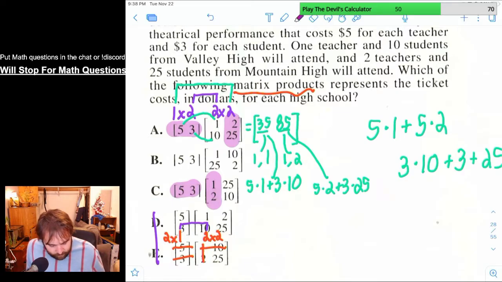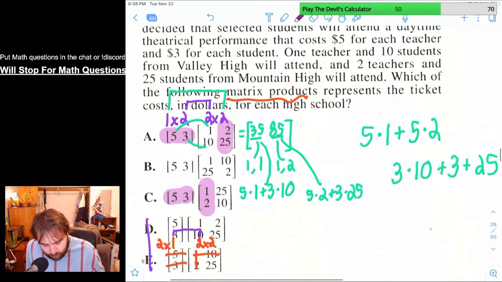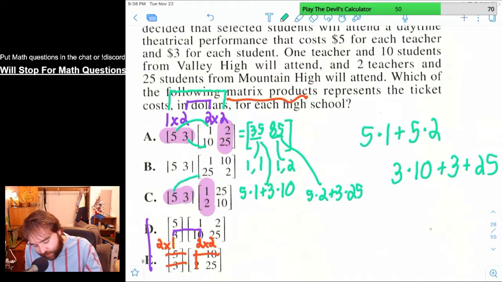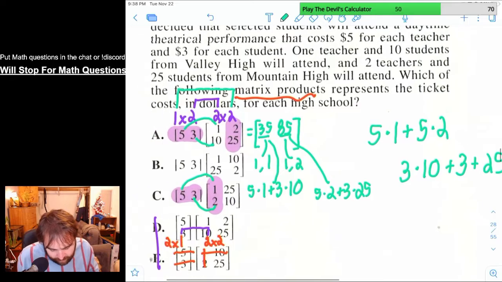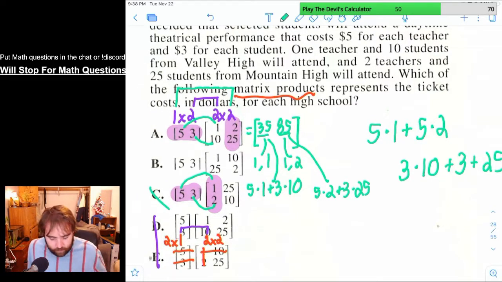Do I not like C here, actually? Maybe I don't like C. Because what are we going to have here? We're going to have 5 times 1 and 3 times 2. That's nothing we have over here. So maybe I don't like C.